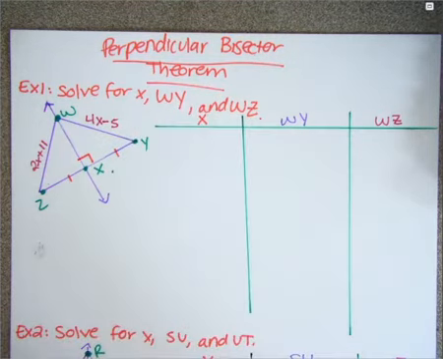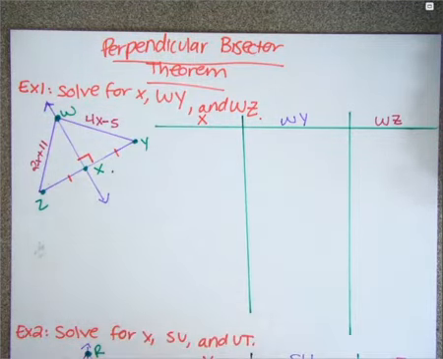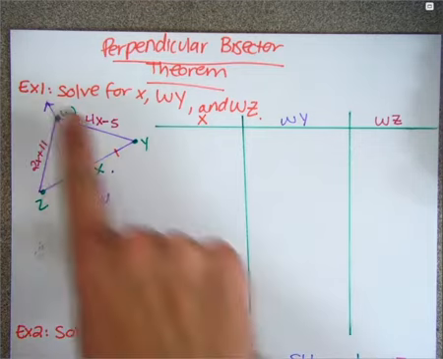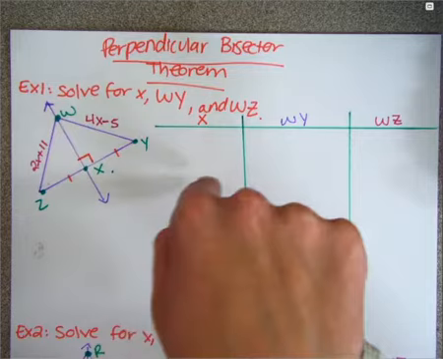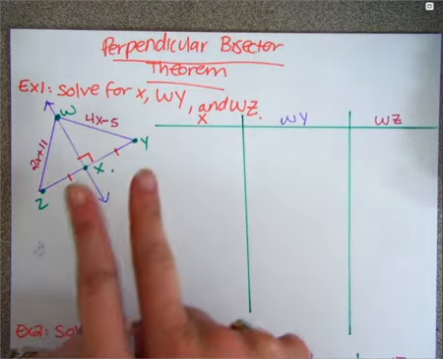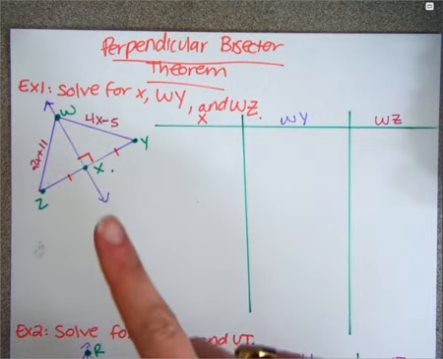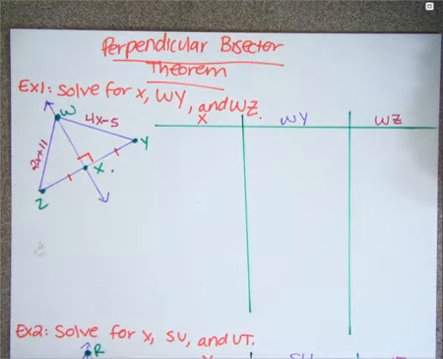Hi guys, we're now going to be applying the perpendicular bisector theorem, which states that if a point lies on a perpendicular bisector, then it should be equidistant, or the same distance, to each endpoint of the segment that the bisector is intersecting with. So, if we can spot a perpendicular bisector, and if we can spot a sneaky little point that lies on that perpendicular bisector, then we can apply the perpendicular bisector theorem. So let's see what we can find.